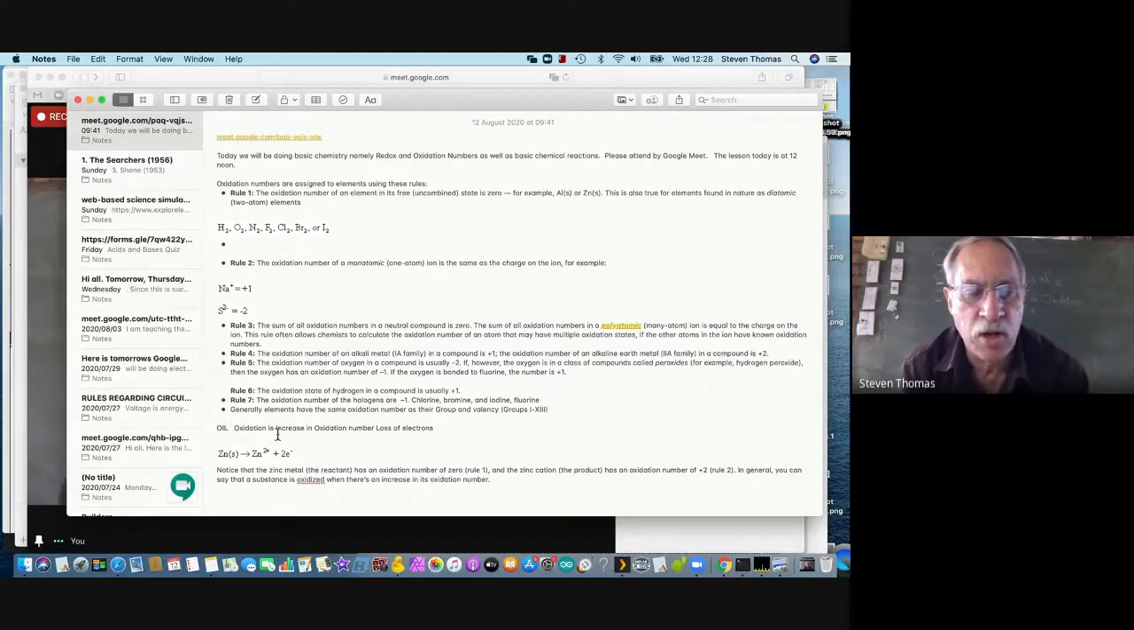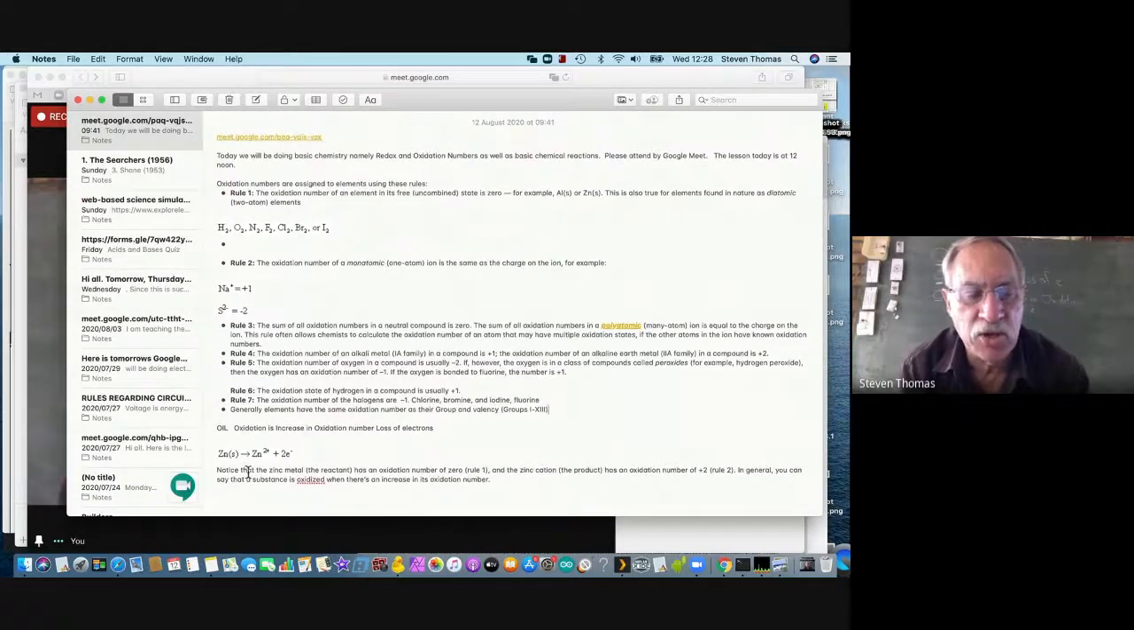And then OIL: oxidation is an increase in oxidation number or loss of electrons. So for example, have a look here. Zinc goes from being a solid, rule number 1, oxidation number of 0, and it goes to form zinc 2+. So it goes from an oxidation number of 0 to an oxidation number of +2. If it increases its oxidation number, it's been oxidized. Oxidation is an increase in oxidation number.